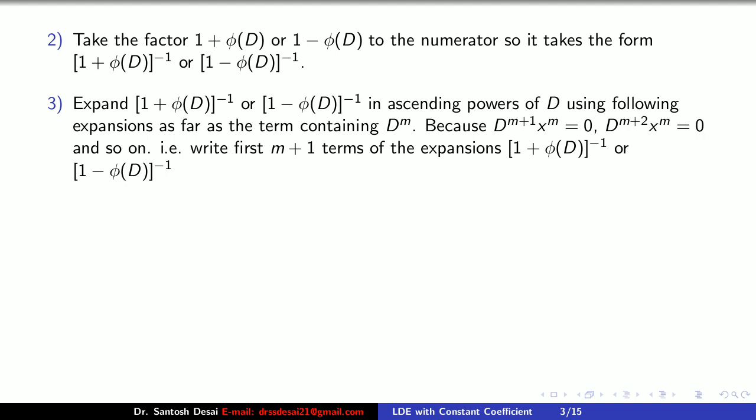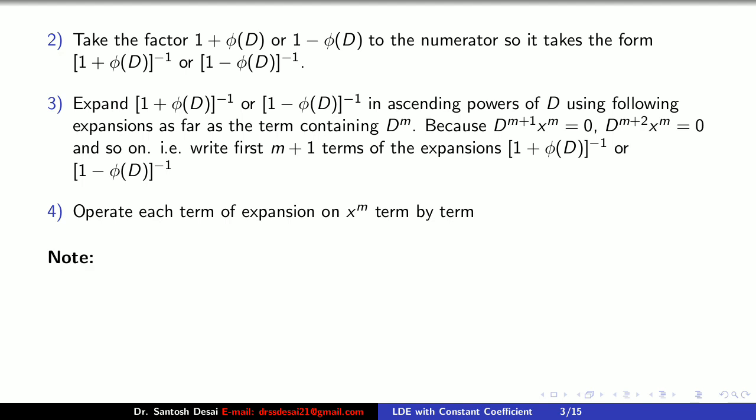Now this is very simple to remember. Once you write the expansion and then operate each term of the expansion on x raised to m term by term, simplify, you will get the particular integral. Now here we just note the expansions which we are going to use.